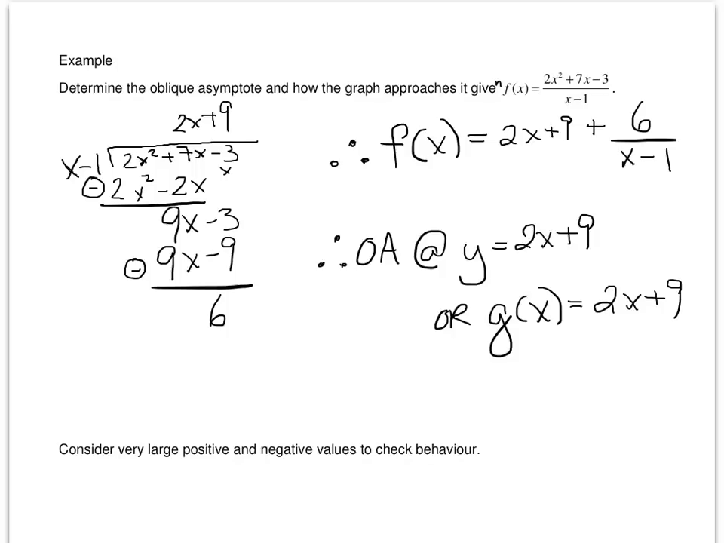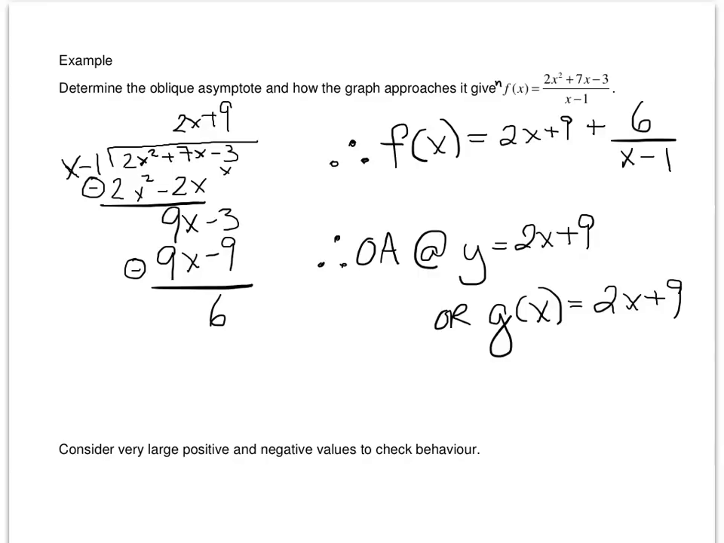Just like we were doing before for long division, I'm dividing the denominator into the numerator. So exact same as yesterday, I'm looking for a number that multiplies with x to give me 2x squared. That's 2x, and I go through and do this whole thing. Hopefully we're good with that.